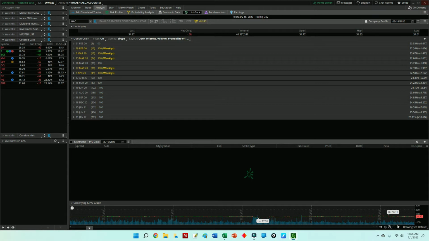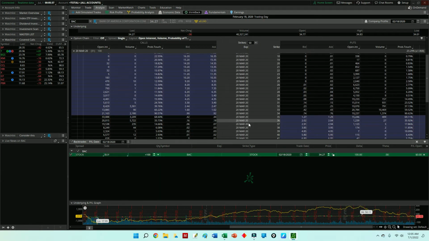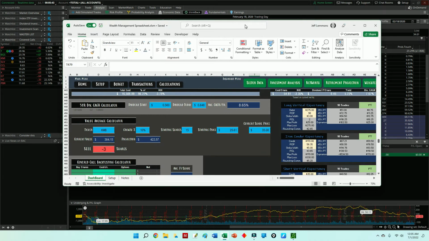So I'll pull the spreadsheet back on the screen as we go here, just to kind of show you the numbers I'm entering. But I would start by buying 100 shares. So let's just go ahead and do that. And I would sell a call. So currently, let's go ahead and type this in here so we can see. So I bought 100 shares at 34.27.